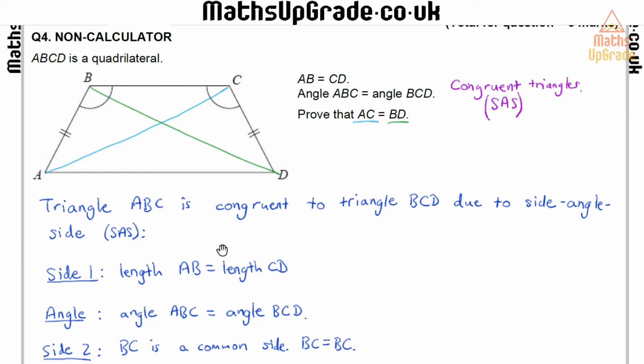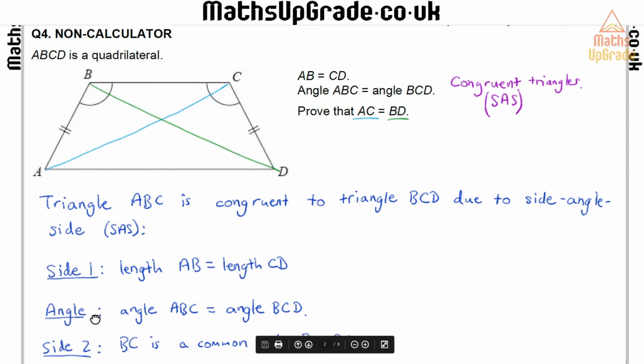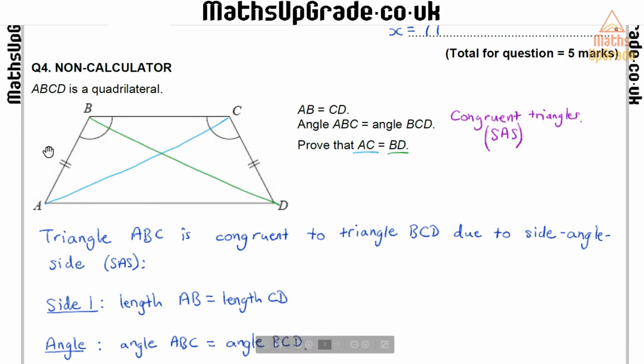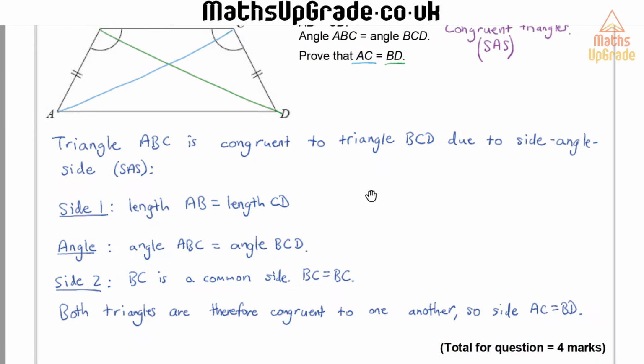The next part, I'm going to prove that they've got an equal angle. Angle ABC in this triangle is equal to angle BCD in that triangle. So that's proved the angle. And finally, the third side, which includes the angle, is the side BC. The side BC is a common side for both of these two triangles. Therefore, they've got an equal side, another equal side, and the angle between those two sides, so those two triangles are congruent. That proves that AC, this diagonal here, is equal to BD, that diagonal there. So those two diagonals must be equal because of congruency, and that is 4 marks for that question.